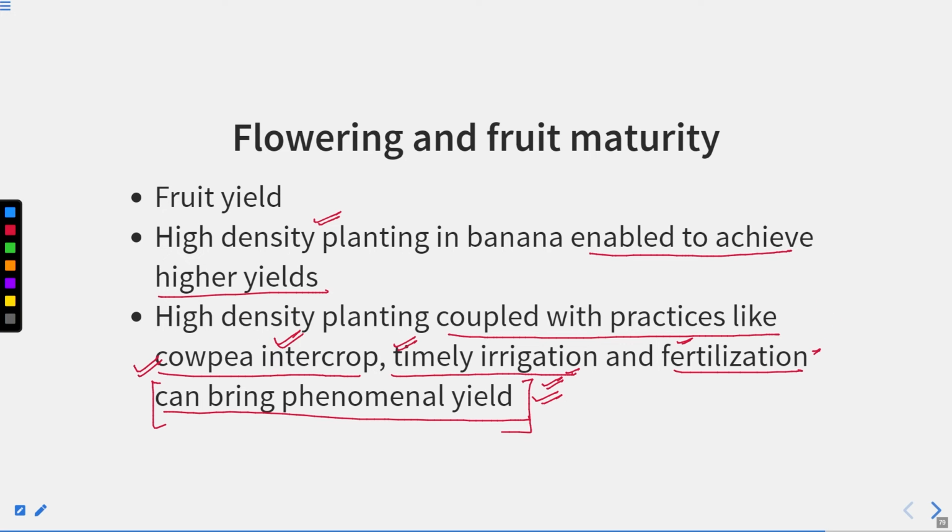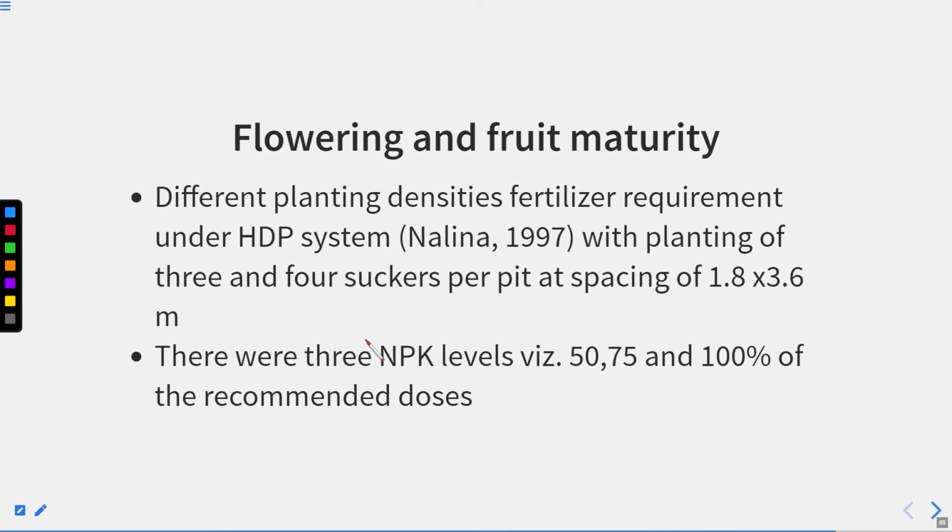So intercropping is a very important phenomenon here. The cowpea intercropping is helping to increase the yield of banana, because these are pulses, and pulses help to increase the fertility of the soil by nitrogen fixation. And you all know that nitrogen is one of the very important minerals required by the banana.